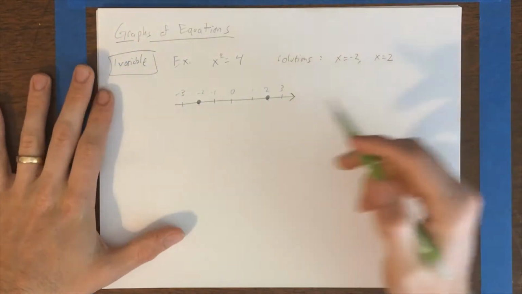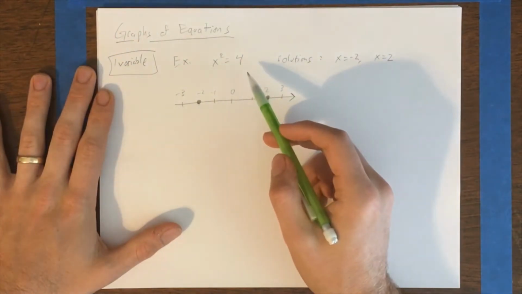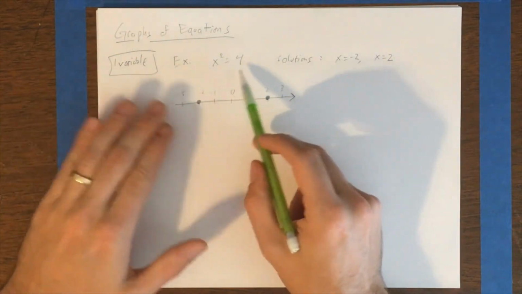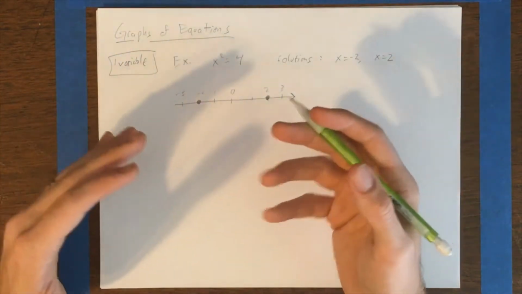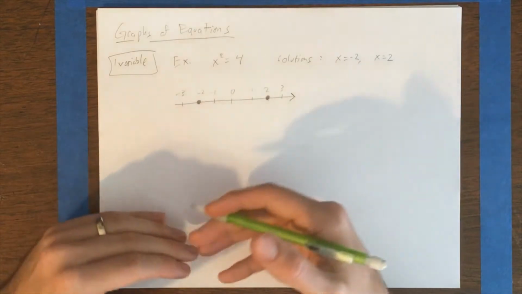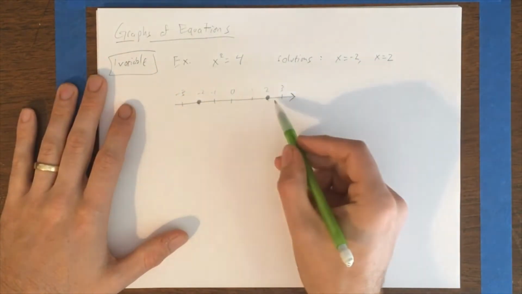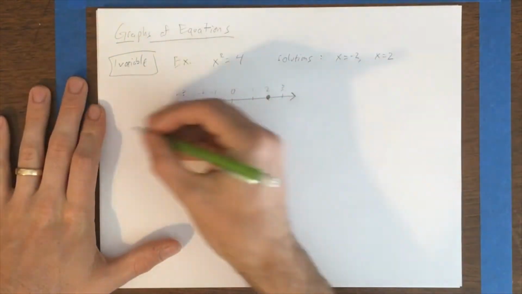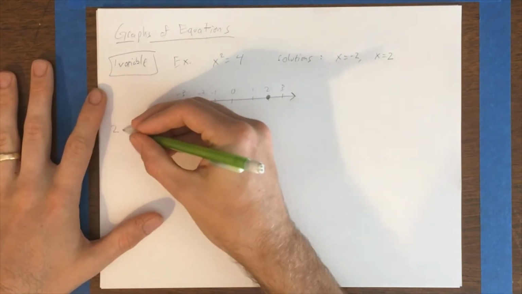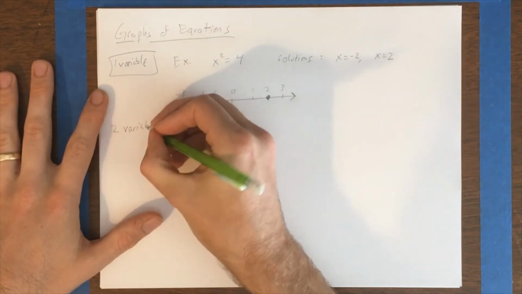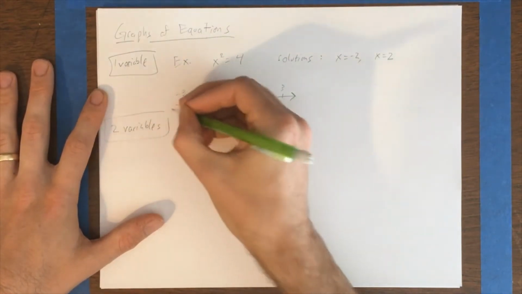You could also consider this equation with this restriction, but you consider that as in a two-dimensional continuous space, and then instead of 2 points, you would get 2 vertical lines. But anyway, that's just kind of an aside. Let's move on to two variables, which is what we're going to spend most of our time working with.